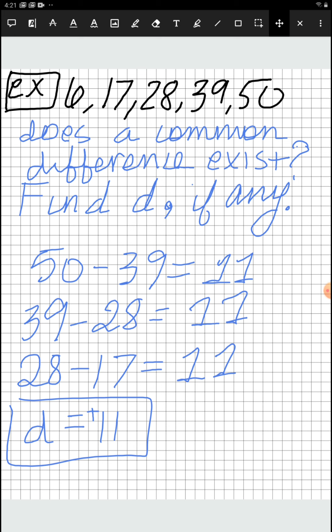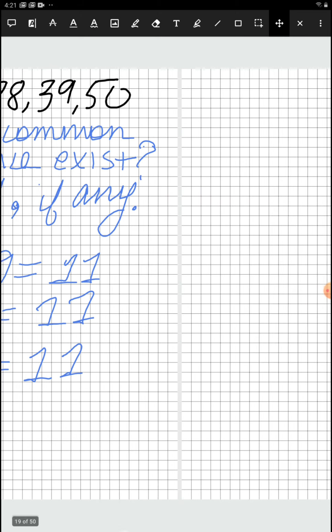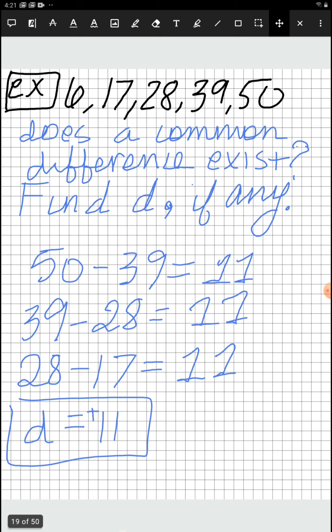Now make sure you have everything written down. I'm about to go to the next page. So now the next question: find the formula for the general term. So 6, 17, 28. Let me rewrite everything.